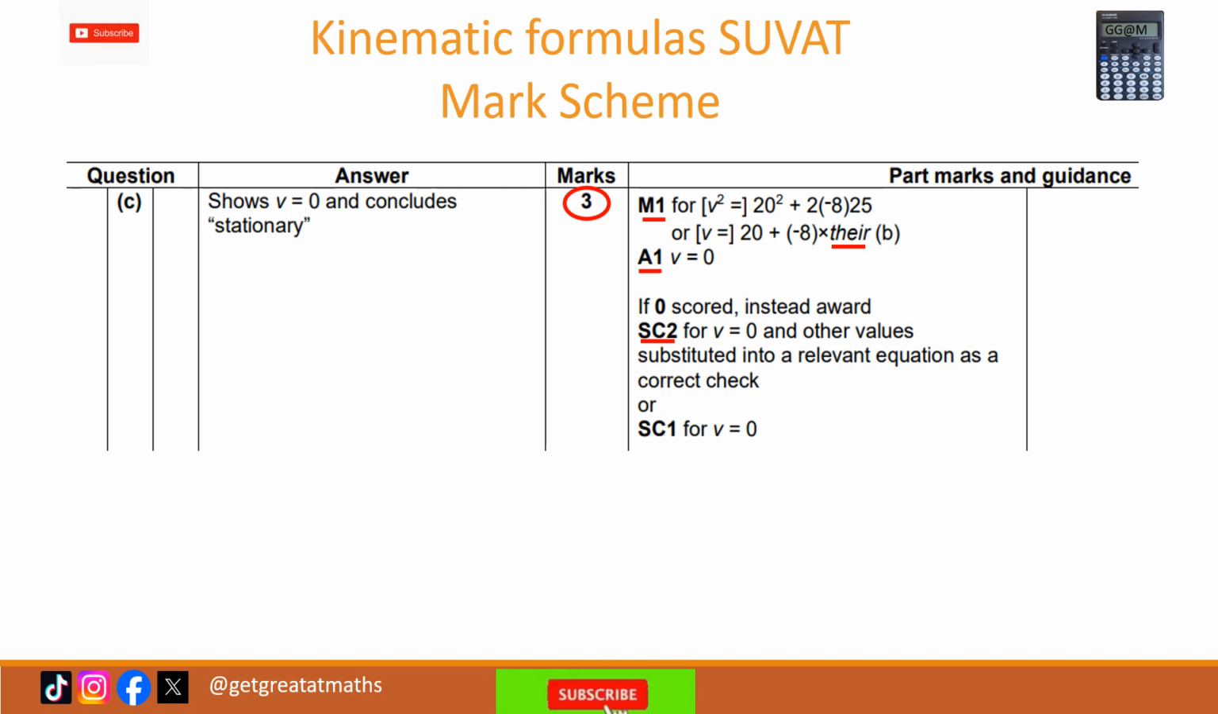SC2 means you can get 2 marks if you showed that V was equal to 0 or you used other values within there. Remember, make sure you always state that V is equal to 0 and you're showing what you are getting to when it is a show that question, and you have stated clearly what you're doing.